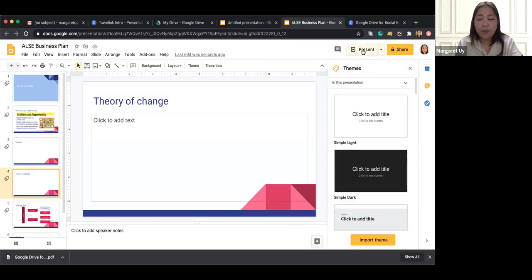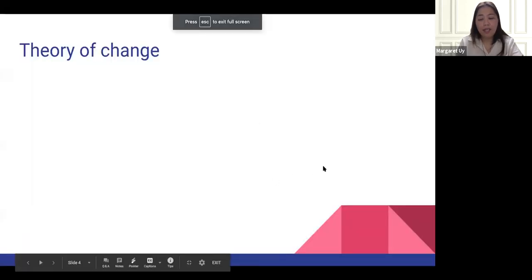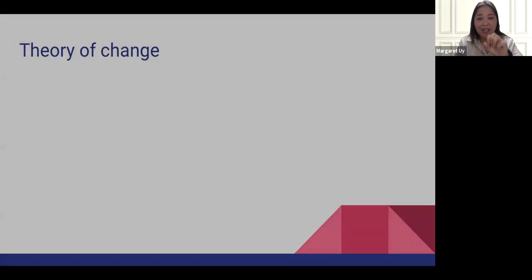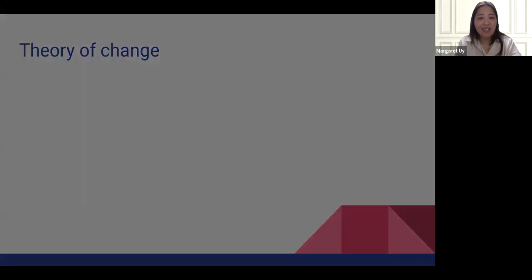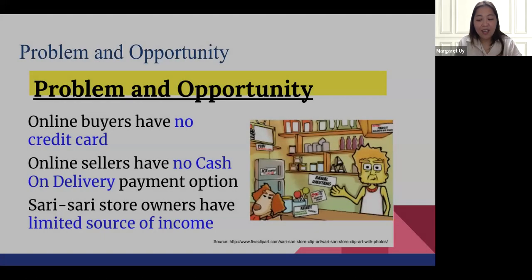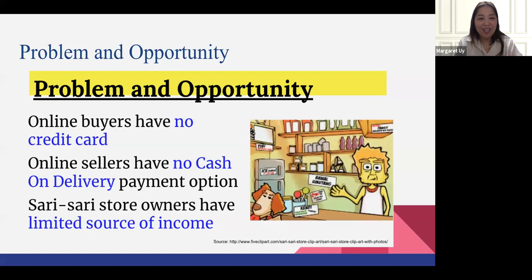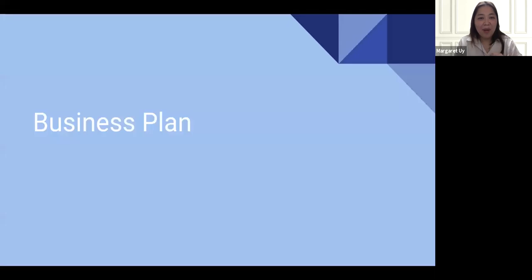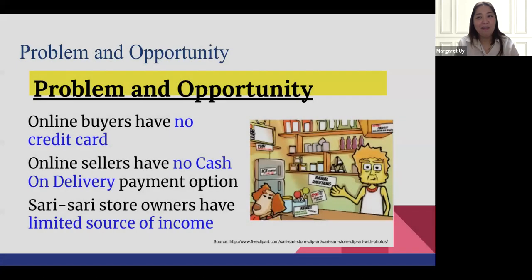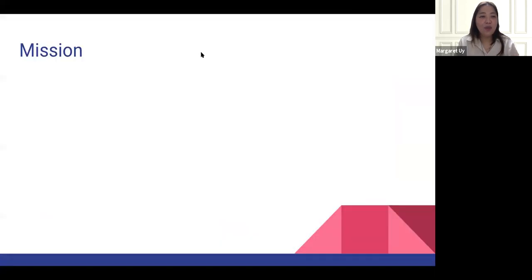So if we do the presentation again, you saw that it no longer slides from left to right, but it fades now. That's the transition. There are different transitions, and you can use these effects during your presentation. So there, problem, opportunity, mission. So that's how you do transitions in Google Slides.